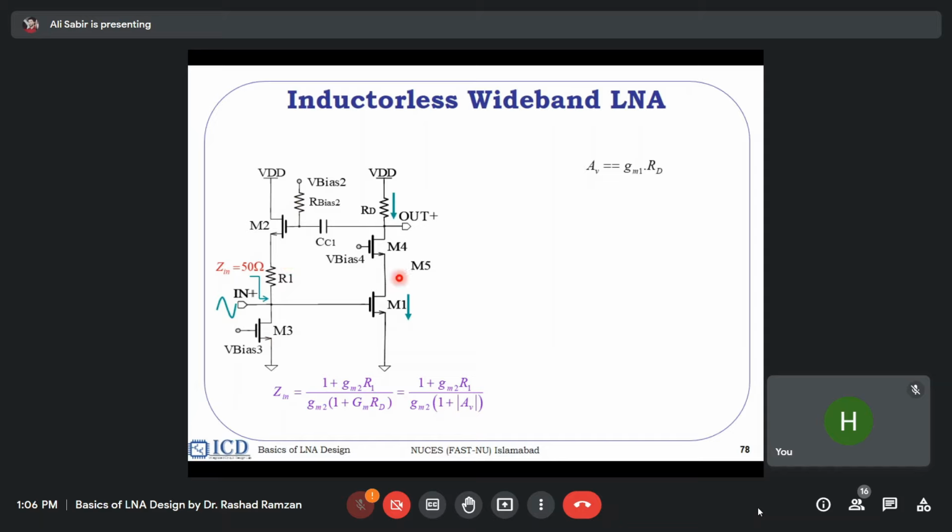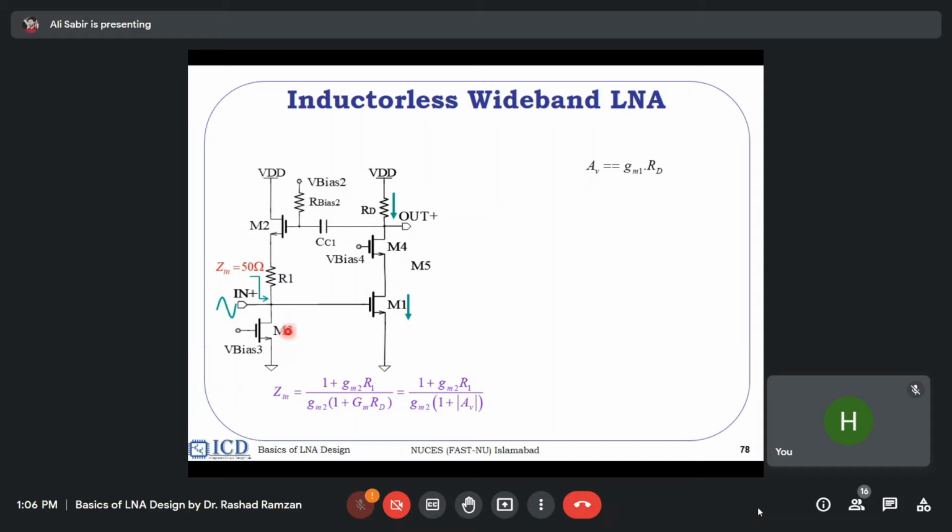And this is feedback, this is getting the signal from feedback from CCC, so what we got here is Zin is equal to 1 plus GM R1 plus GM2 (1 plus AB). So this is our input impedance here, and then we tuned it to 50 ohm. So our first problem is solved.